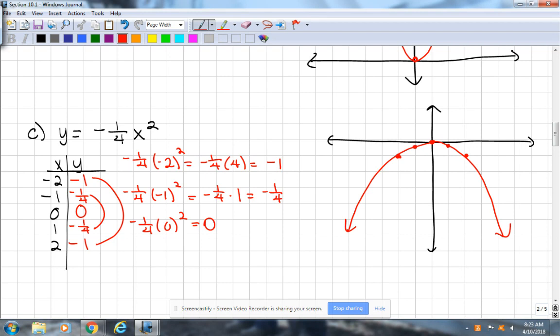So let's think about what made it turn upside down and what made it really wide. You see how it's wide? It's upside down and it's kind of wide, really, compared to the last one we did. So the fraction, we should say number smaller than 1, with the x squared makes the parabola wide.